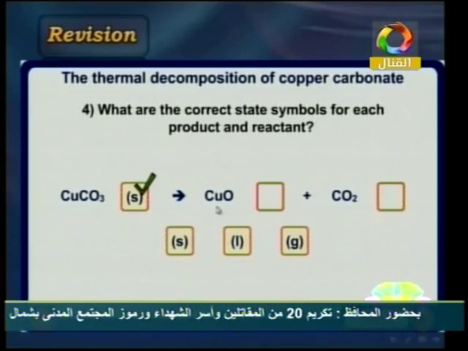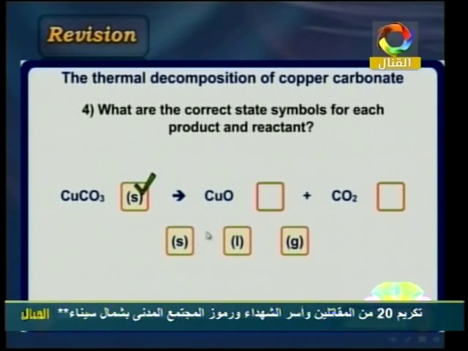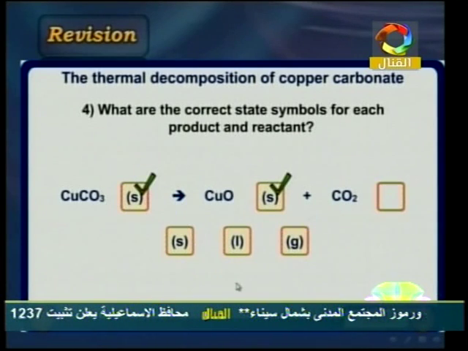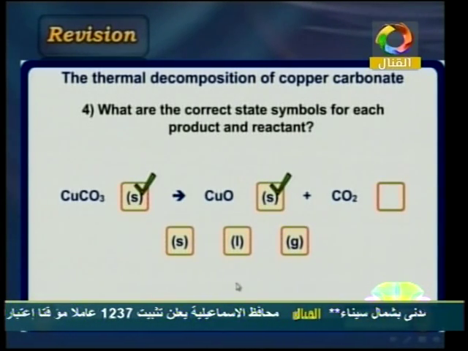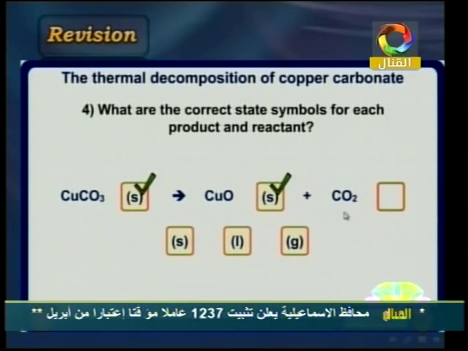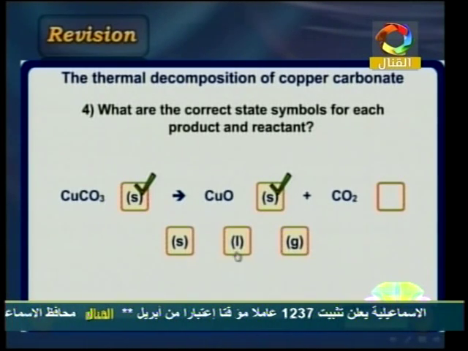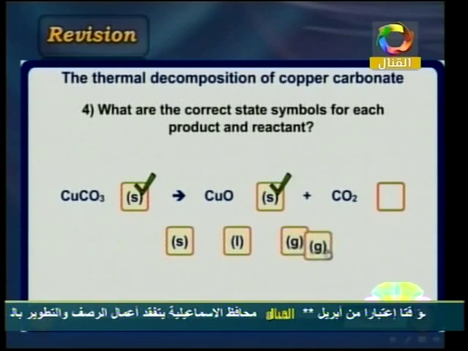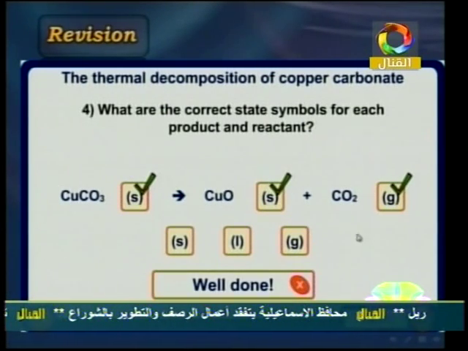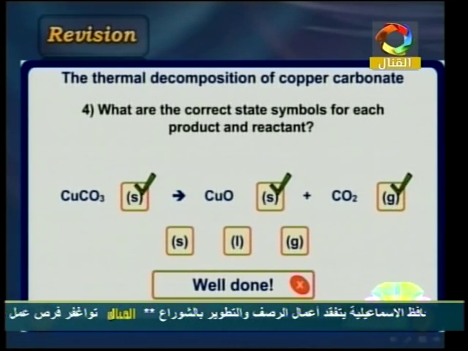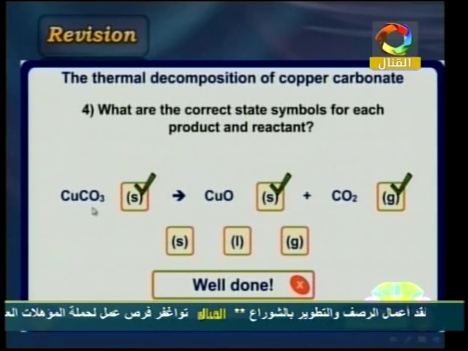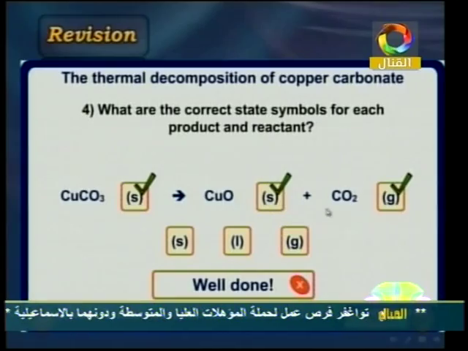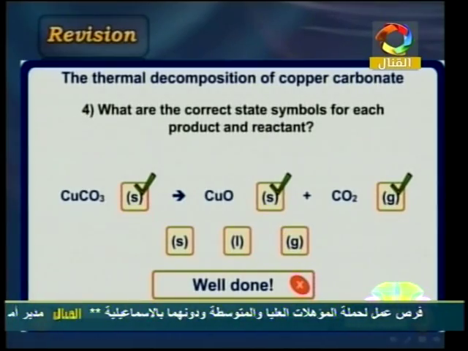So the second one we have is copper oxide. Copper oxide is solid also. Why? Because it's powder. So the powder here is in the solid state. But the carbon dioxide is very easy. It's liquid, mister? No, it's wrong. Why? Because here we have carbon dioxide gas. So here we have copper carbonate is solid, copper oxide is solid, carbon dioxide is in the gaseous state.